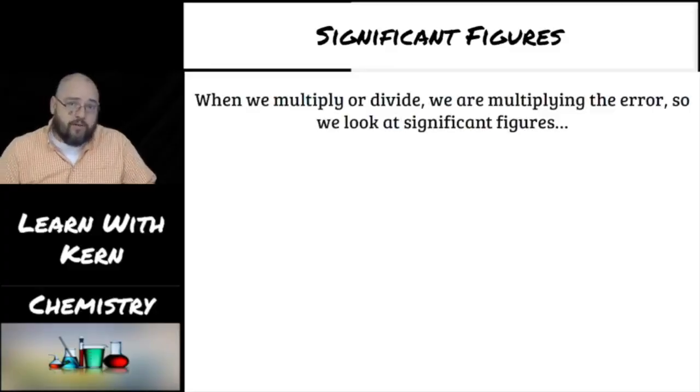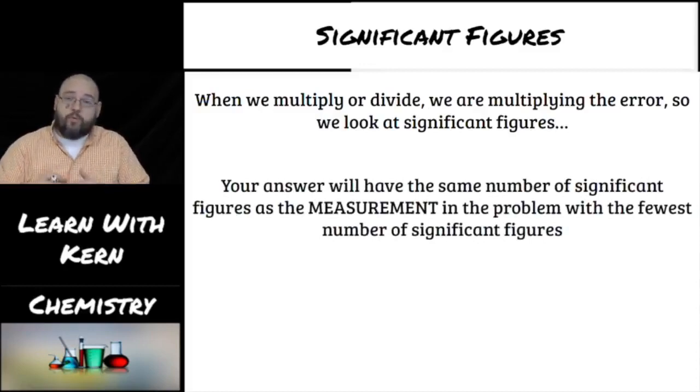Now when we multiply or divide, we're going to be multiplying our error. So if I have a tenth of an error, a tenth of a gram is my error, and I multiply that by 10, then my error gets multiplied. And so it's a much bigger deal. So instead of looking at just the decimal places, we're going to look at overall significant figures. Right? So your answer is going to have the same number of significant figures as the measurement in the problem that has the fewest number of significant figures. That's what's important. You always look at the fewest number of significant figures.